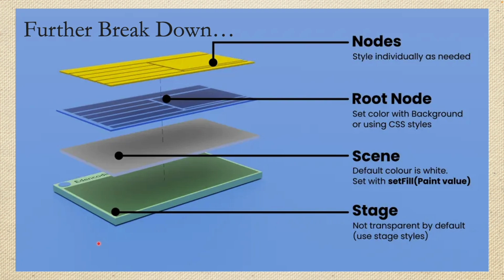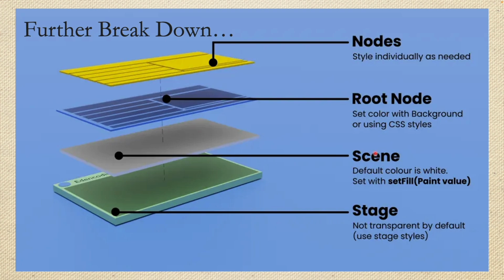So in fact, there is another layer in between nodes and the scene, something called the root node. The root node is a type of node as well, but it is basically responsible for arranging node components. So you can think of the root node as a layout node. I'm going to also show you some examples of root nodes in the next slide.